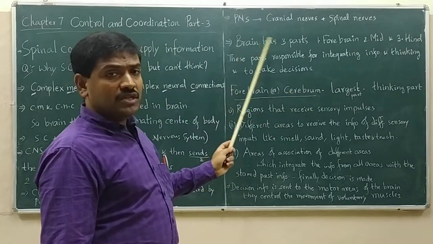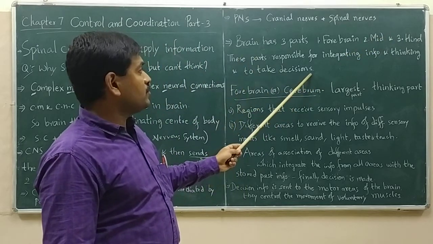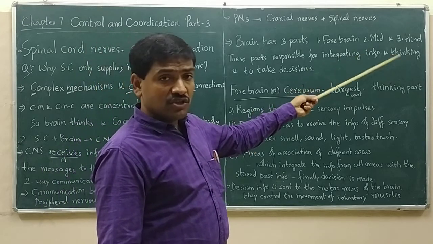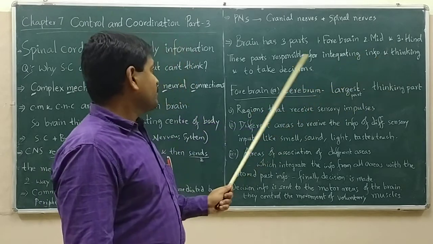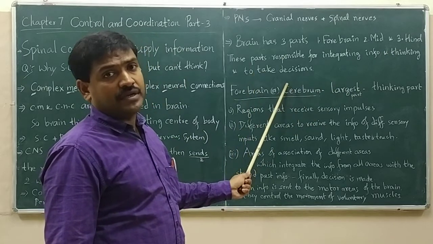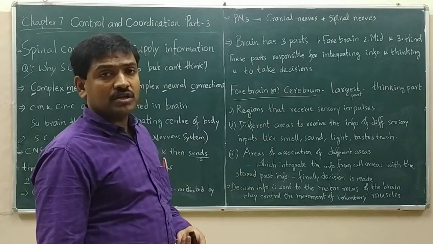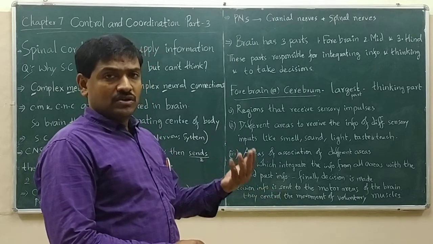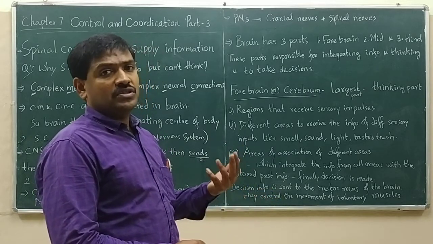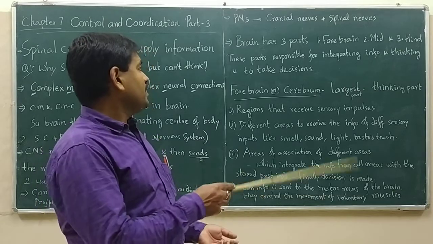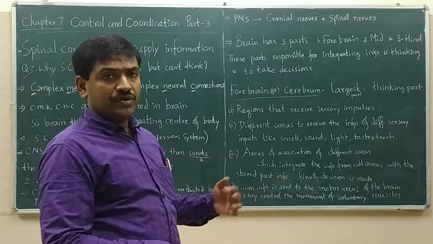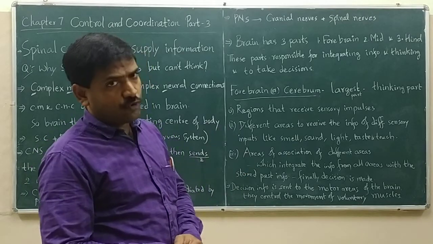These three parts are responsible for integrating the information, followed by thinking about that information, followed by decision making. So these three parts are responsible for what? Receiving the information, integrating the information, thinking about the information and followed by decision making. Coming to each and every part, right now we will discuss a little bit about the forebrain.